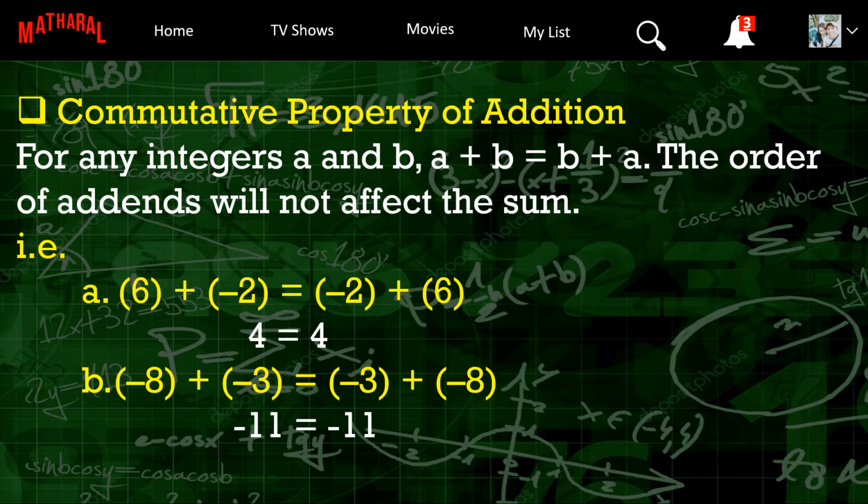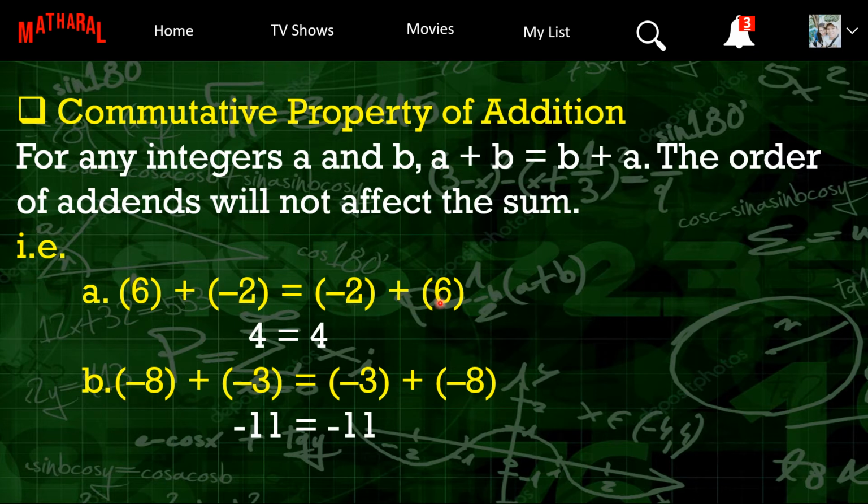the third property is the commutative property of addition. For any integers a and b, a plus b is equal to b plus a. The order of addends will not affect the sum. So for example, letter A, positive 6 plus negative 2 equals negative 2 plus 6.